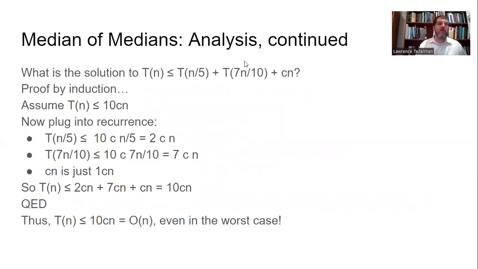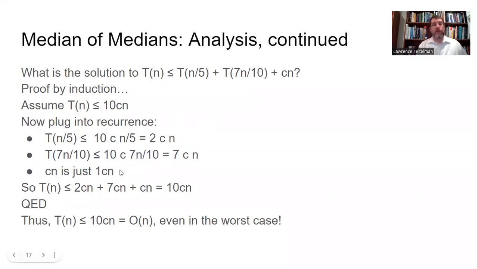Let's assume that this T of n is bounded by 10 times c of n. What happens? We look at each of the 3 pieces. T of n divided by 5: if I plug in n divided by 5 into here, I get 10c times n divided by 5. That comes out to be 2cn. If I plug in 7n divided by 10 into here, I get 10c times 7n over 10. The 10s cancel out, and I get 7cn.